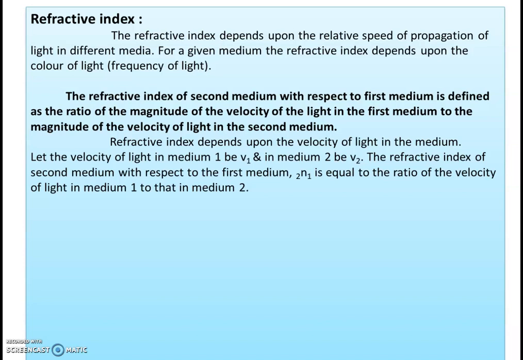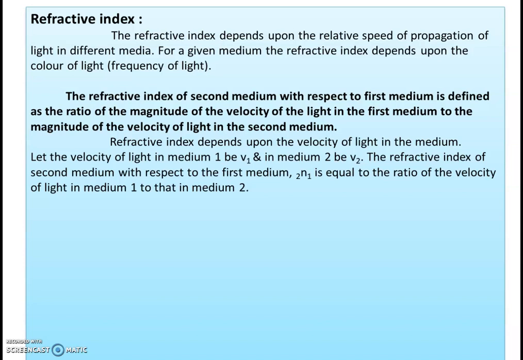The refractive index of a material depends upon the relative speed of propagation of light in different media. For a given medium, the refractive index depends upon the color of light, that means the frequency of light. And again we know that the velocity of light is different in different media. That's why, due to this difference, the refractive index of different materials is different. So let us discuss the definition of refractive index.